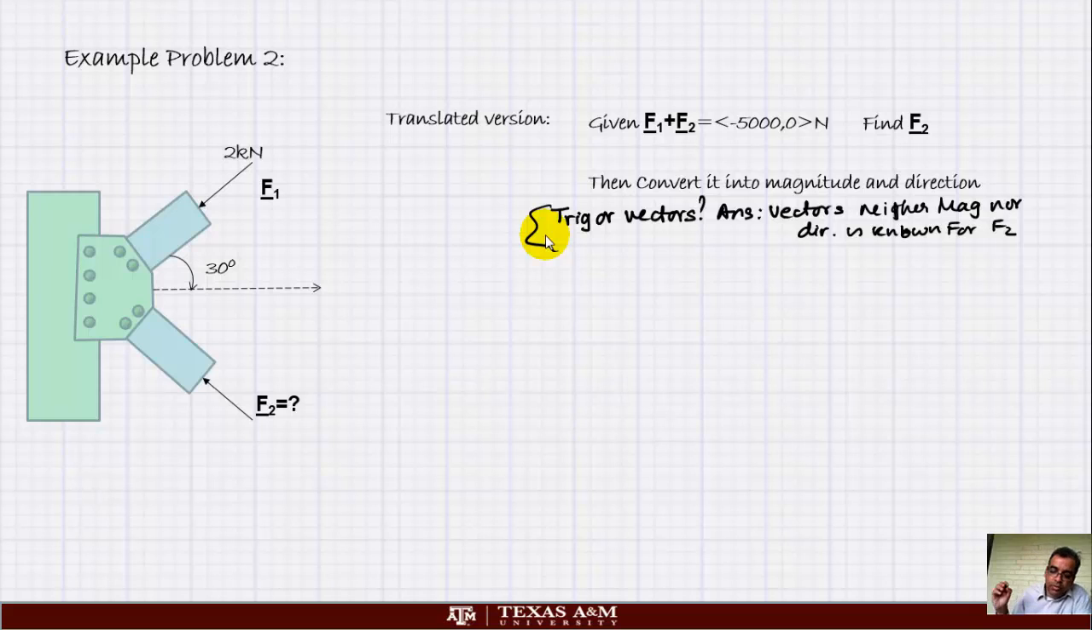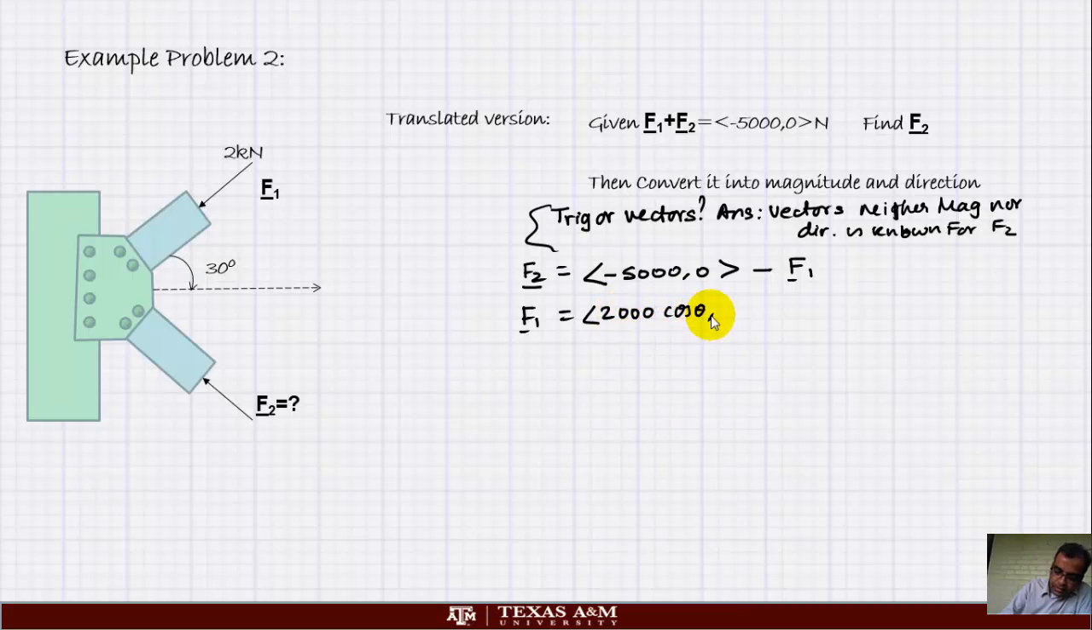Okay, very good. So now we know what to do. So first thing, I want to find F2 vector equals minus 5000 comma 0, the resultant, minus F1. Now comes the question, what is F1? We know that it has to be 2 kilonewton, or 2000 cos theta comma 2000 sin theta. Right? We know that. But the problem is, this is not theta. And you're wondering, hey, why not? That's the angle it makes with the x-axis.